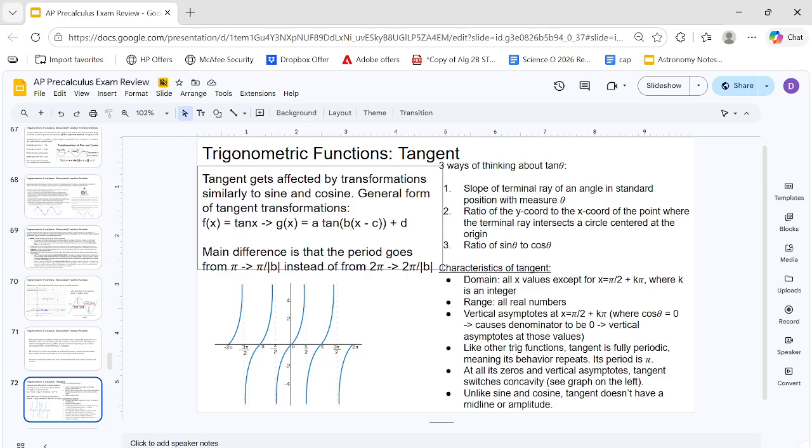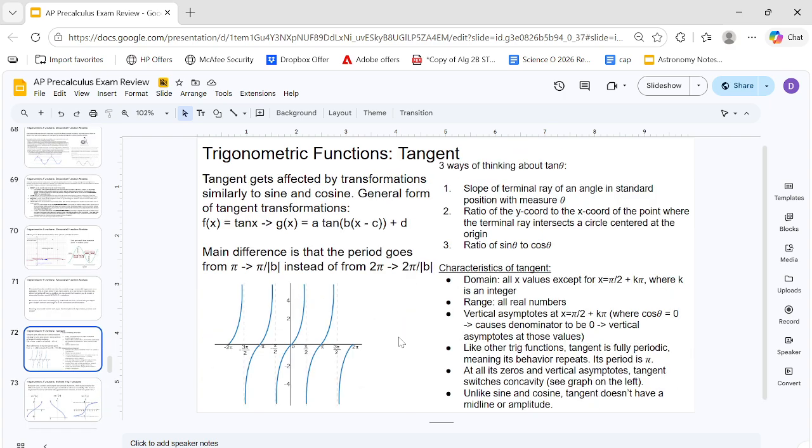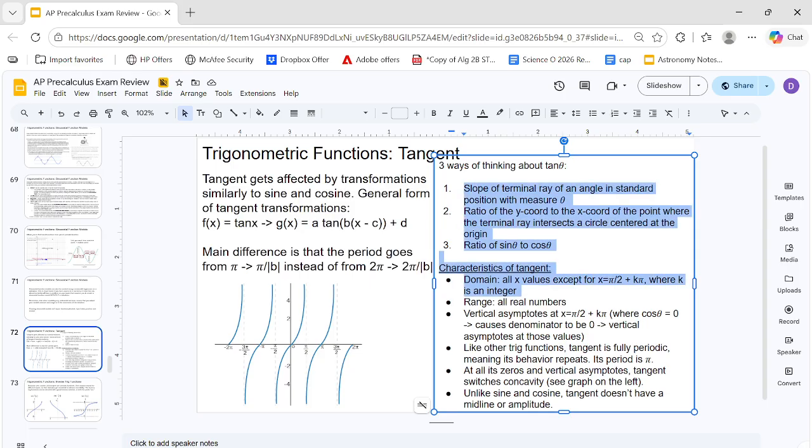Tangent gets affected by transformations similarly to pretty much any other function. But instead of the period being 2 pi over absolute value of b, it's pi over absolute value of b, because the period of tangent is not 2 pi, it's just pi. Here are a couple different ways to think about tangent. Pause the video if you need.